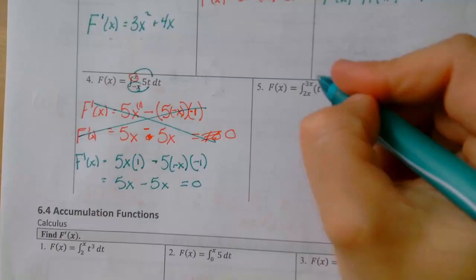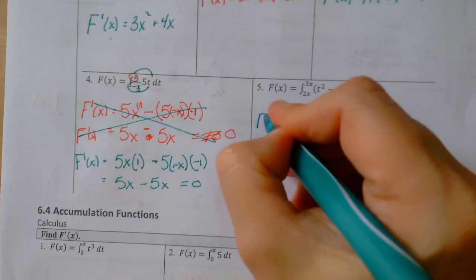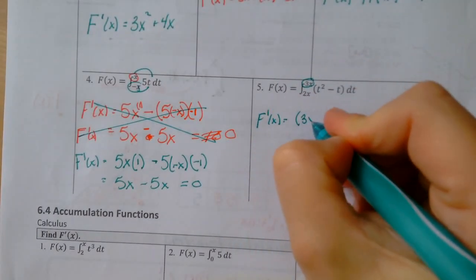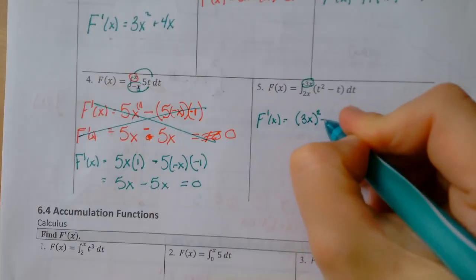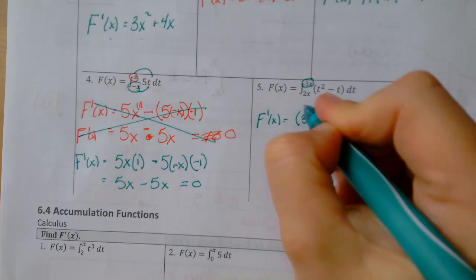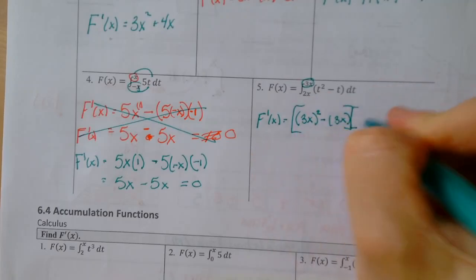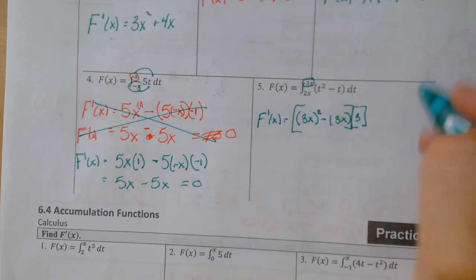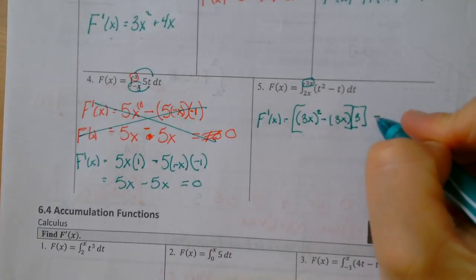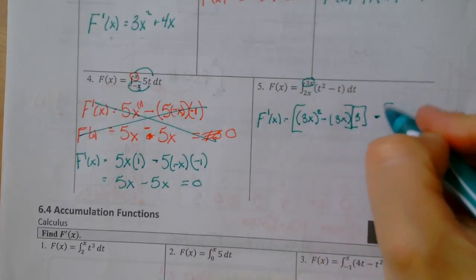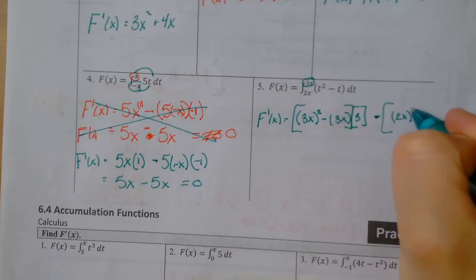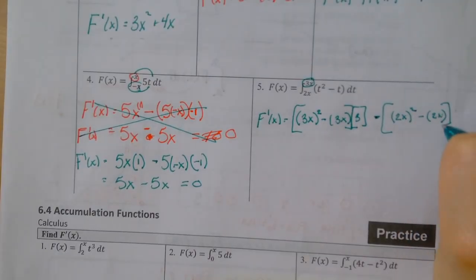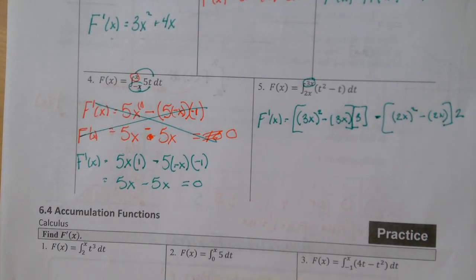I've got variables in both, so I'm taking the derivative. All I'm going to do is start with the upper bound and substitute that in. So 3x squared minus 3x times the derivative of the upper, so times 3. Minus, I'm going to substitute the lower in. So that's 2x squared minus 2x times the derivative of the lower, times 2.